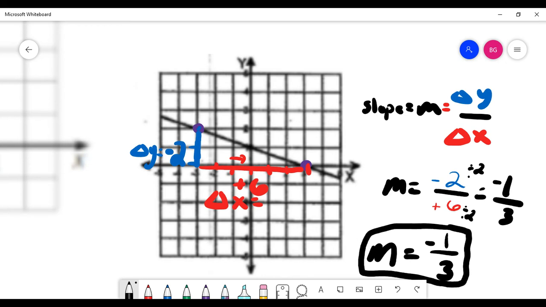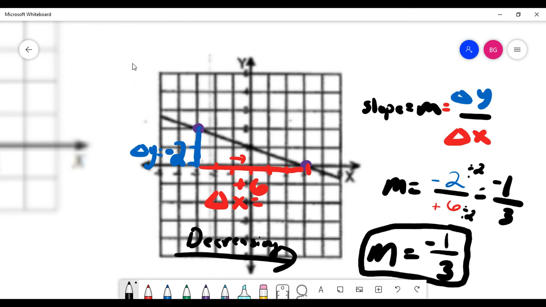Now, one thing we should do here is check our answer to make sure we at least have a positive or negative correct. So ask yourself, from left to right on the graph, is it increasing or decreasing? In this case, it is decreasing because we are getting smaller. The graph is going down towards the right. So this is a decreasing graph. So when we have a decreasing graph, we should have a negative slope.